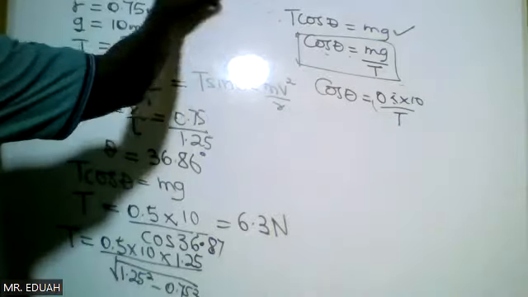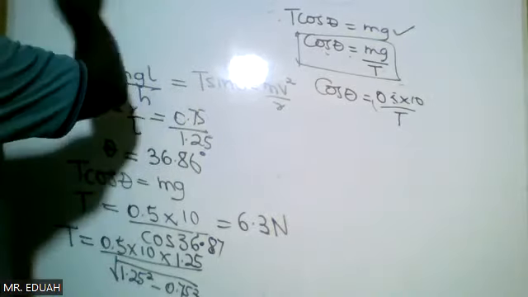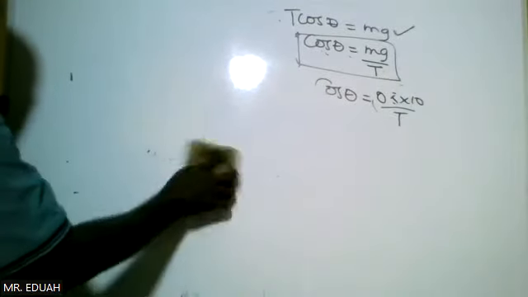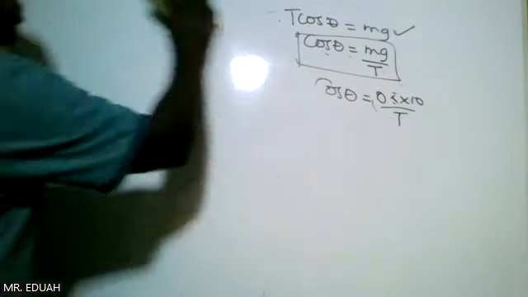So conical pendulum is a horizontal revolution. The object is being revolved horizontally. But there are instances where the revolution occurs along the vertical. A typical example is this.